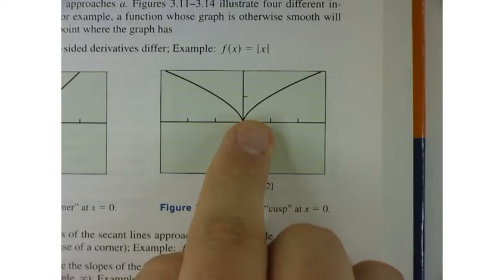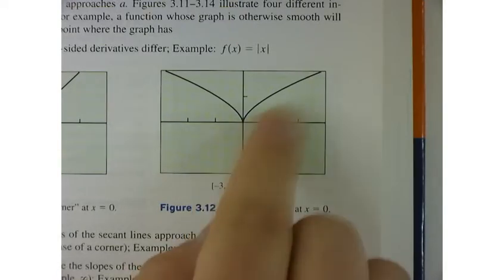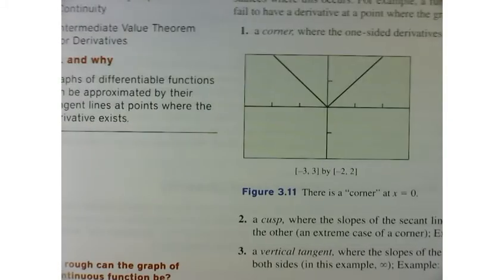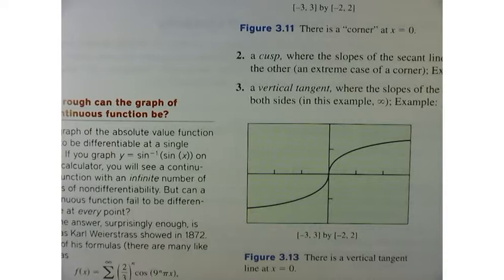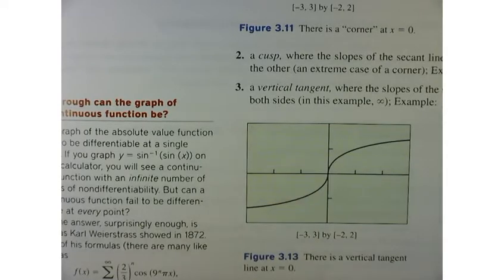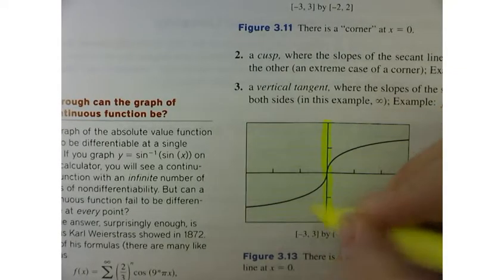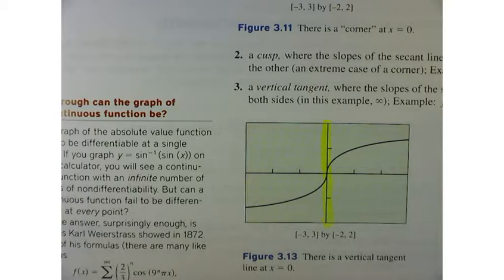Next option, it's not differentiable at a cusp, when it comes to an abrupt point like that, which is like a corner, but it's a curve coming into the corner. So that's a cusp. It's not differentiable when we have a vertical tangent. So if I were to draw the tangent line, we'll do this in yellow. The tangent line at x equals 0 is literally a vertical line. So vertical tangents are not differentiable.